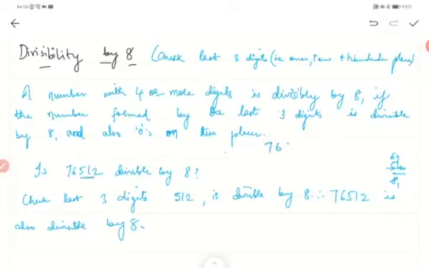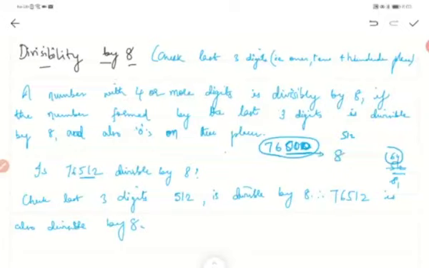Okay, 7, 6, 5, 1, 2. If you check these last 3 digits, 5, 1, 2, it is divisible by 8, 8 times 64 is 512. So you will say that 76512 is divisible by 8. Simple. Or if the units, tens and hundreds places are all 0, you can directly say that it is divisible by 8. Okay, this is the rule for divisibility by 8.